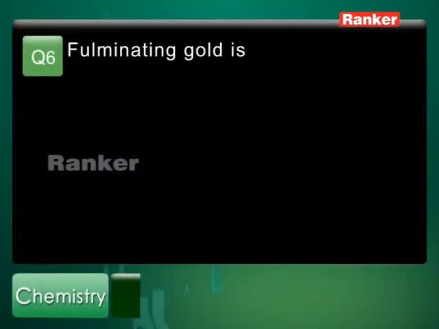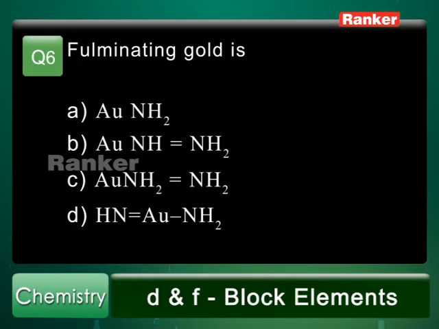Coming to the sixth question: fulminating gold is. Some chemical formulas you have to remember, as such questions appear in entrance exams. Option A is AuNH2, option B is AuNH=NH2, option C is AuNH2=NH2, and option D is Au=NH-NH2.